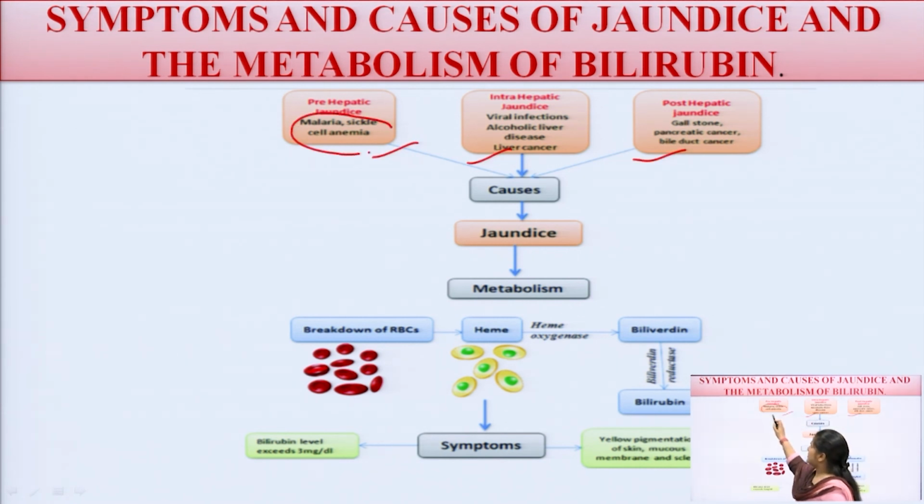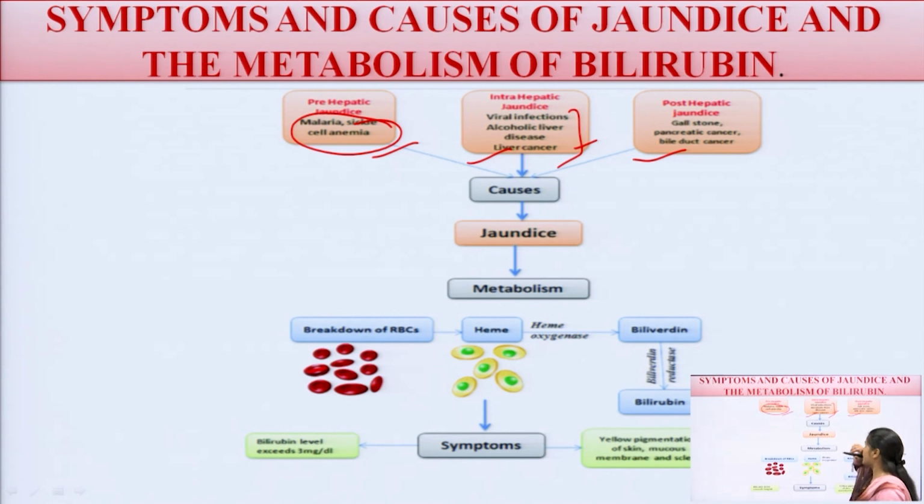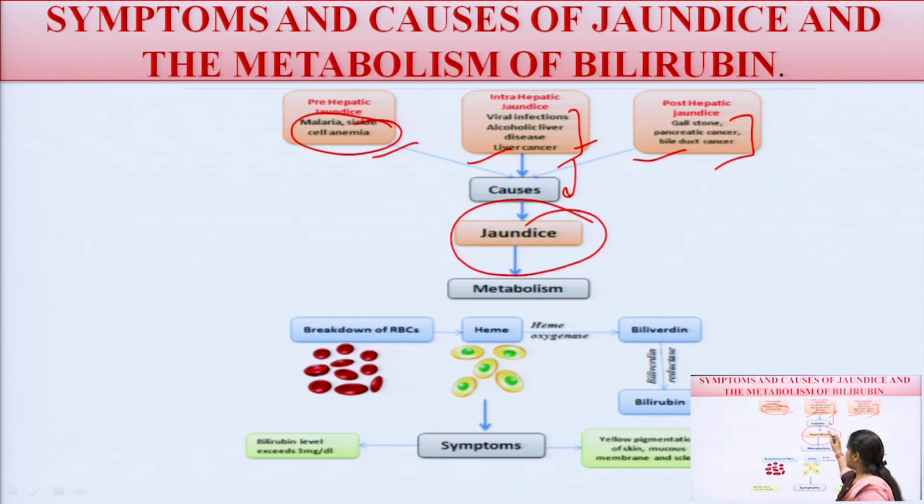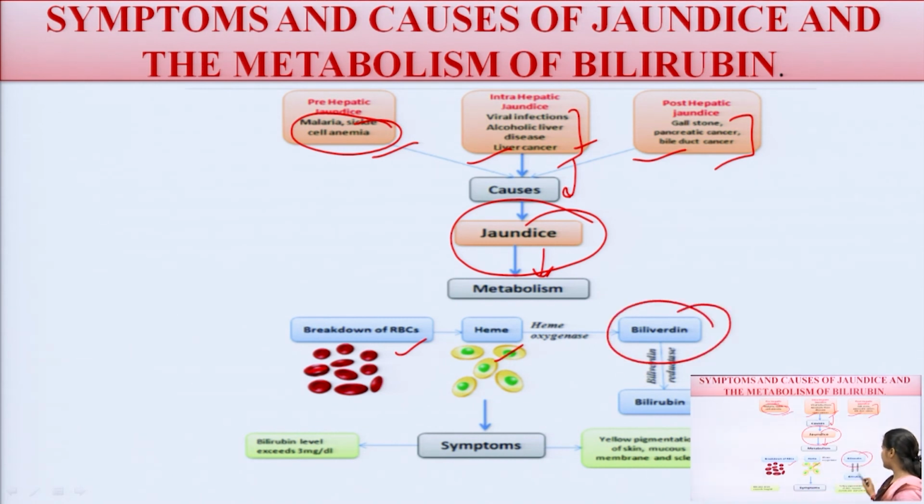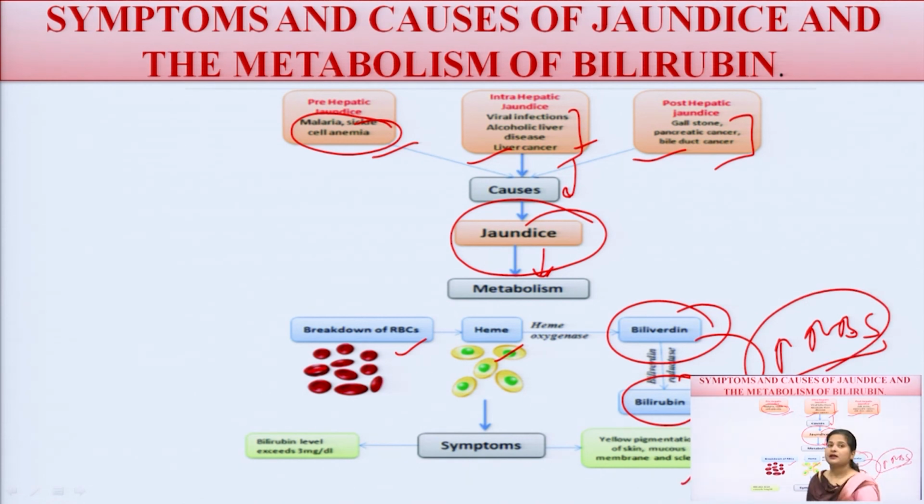pre-hepatic jaundice, which may be caused by malaria or sickle cell anemia; intrahepatic or hepatic jaundice, which is caused by viral infection, alcoholic liver disease or liver cancer; and post hepatic, which is just because of gallstones, bile duct cancer or pancreatic cancer. So, these are the conditions that all cause jaundice, and this involves the breakdown of RBCs and hemoglobin, which increases the bilirubin, and whenever the bilirubin is high in the bloodstream, this causes yellow pigmentation of the skin.